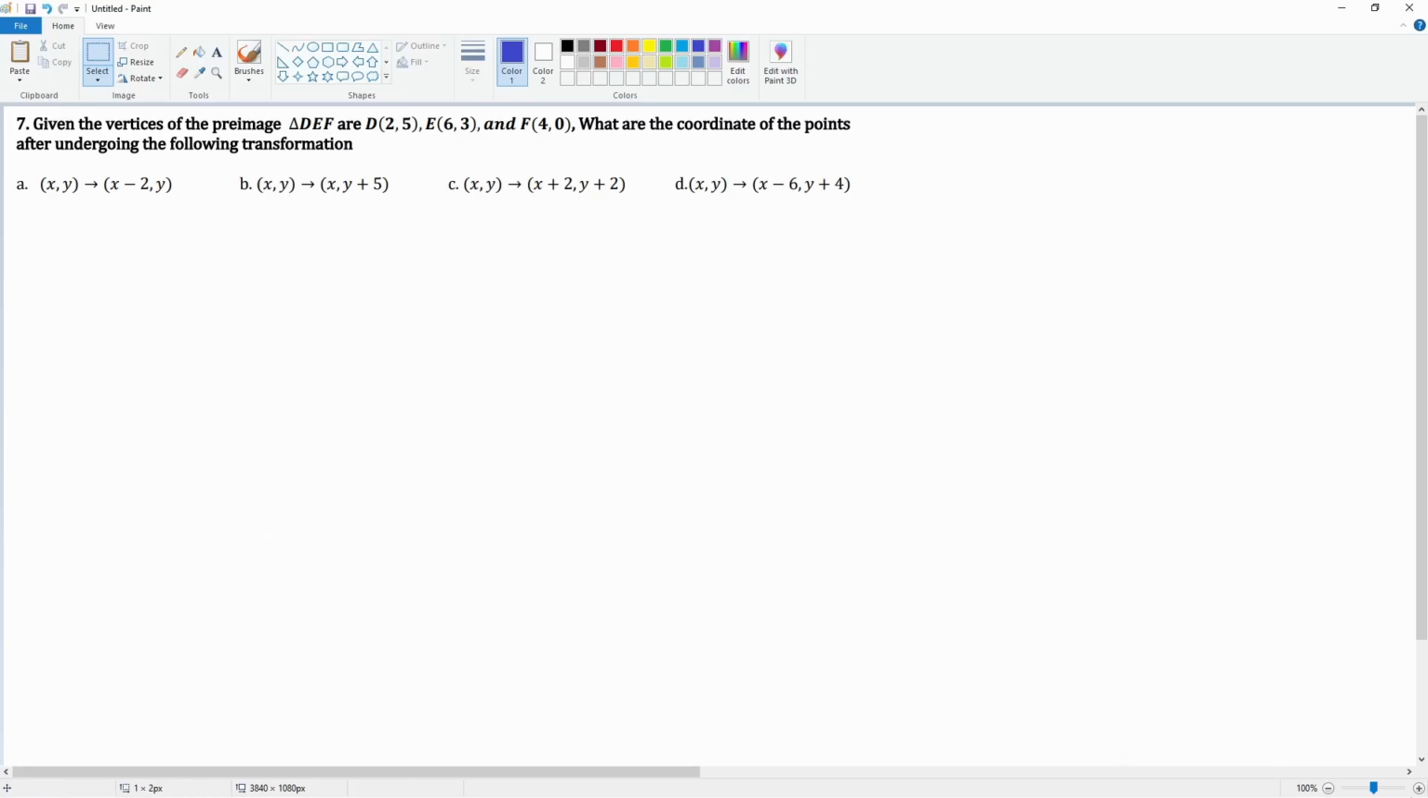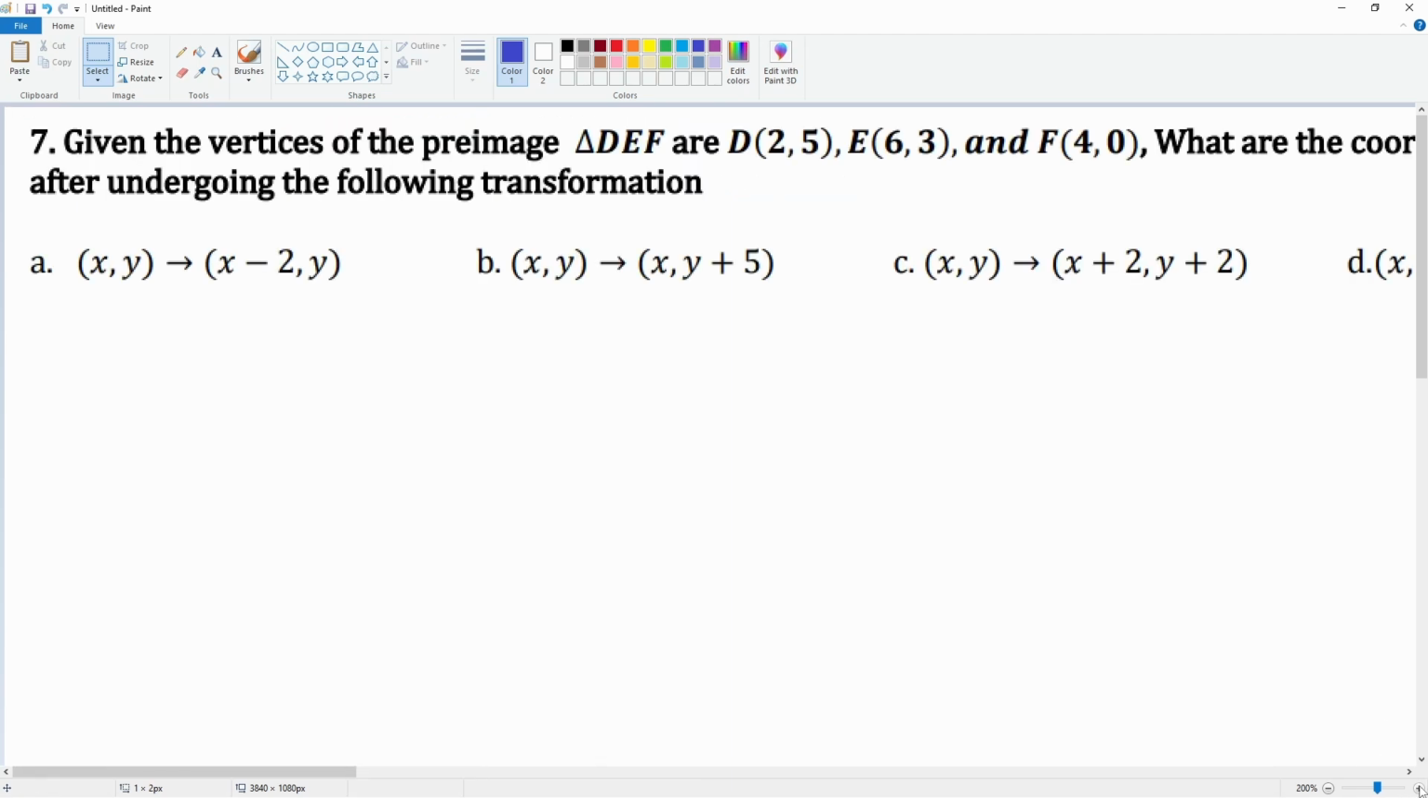Number 7, you are given the vertices of the pre-image, the triangle DEF. What are the coordinates of the points after undergoing the following transformation? We'll start by writing down the original points first. Point D is (2, 5), point E is (6, 3), and point F is (4, 0). These are the points we're going to use because they're going to undergo a translation based on that rule.